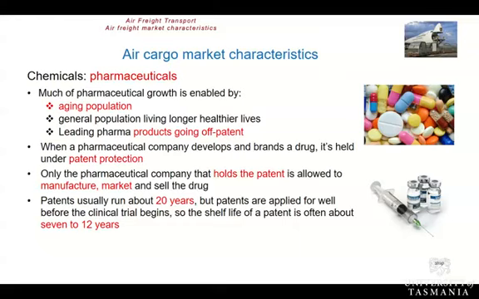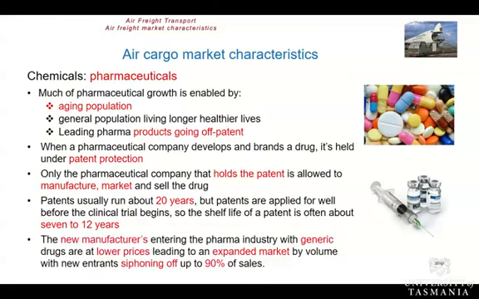As soon as those 12 years are up, anybody else can then come into the market and market those drugs as a generic drug. So they can't use the name of that drug that everybody's grown up with, but they can use other drugs. And the way that they actually get business is that these generic drugs are relatively low in price.